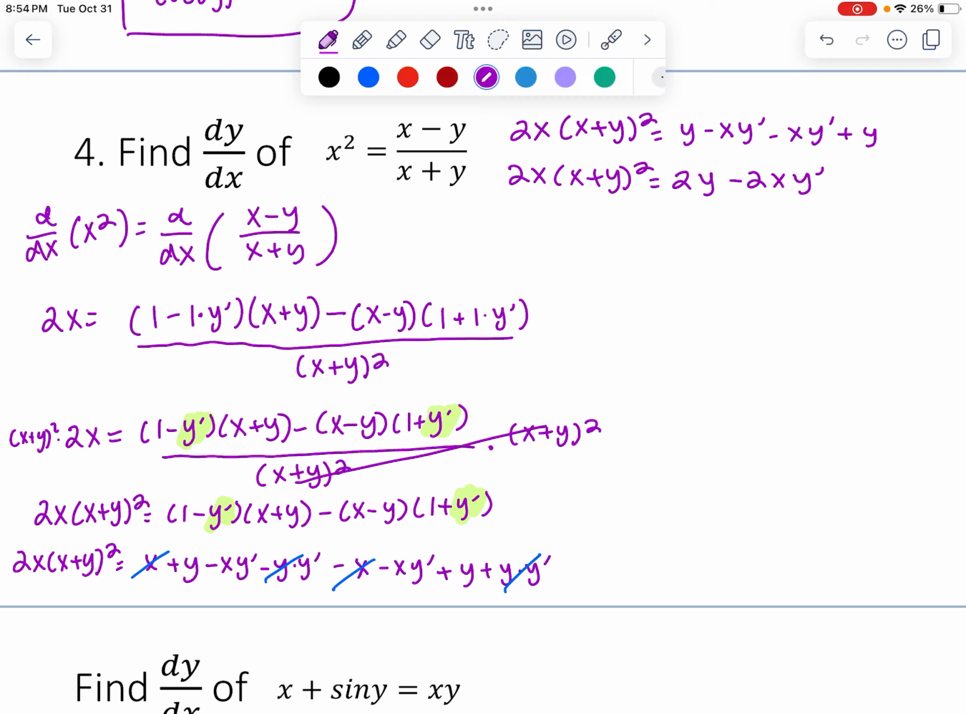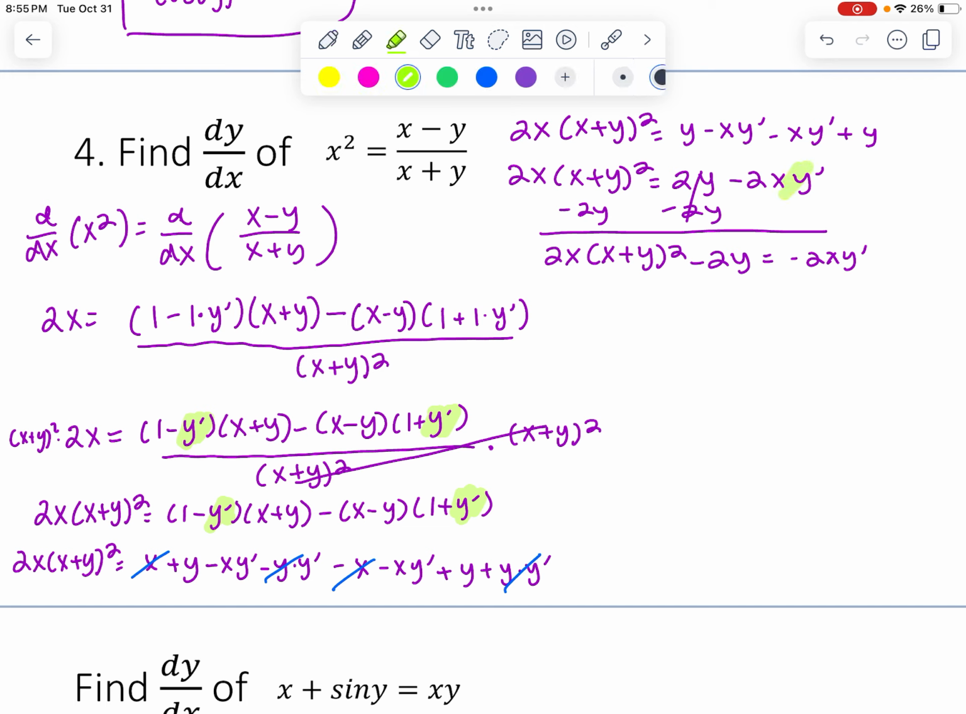Now I can do some more work. So now I'm going to subtract 2y on both sides. And I'll get 2x times (x plus y) squared minus 2y equaling minus 2xy prime. So if you forgot our goal here, because of all this algebra, the goal is to get y prime by itself. So that's why I moved 2y over. Now I'm going to divide both sides by negative 2x, and then I have my answer. 2x times (x plus y) squared minus 2y over negative 2x.